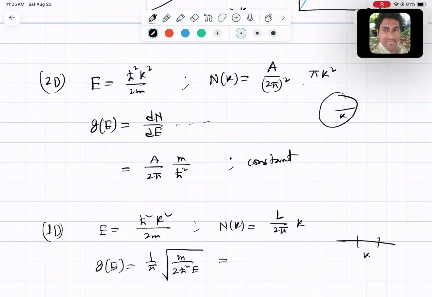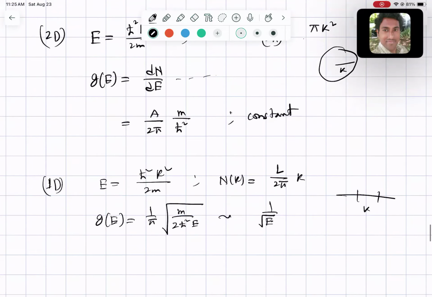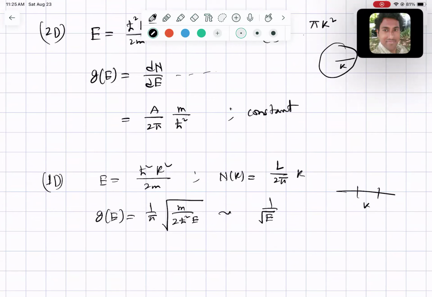In another word, it will be 1 over square root of e. So it diverges as e goes to 0. Okay, so in 1D case, density of state is 1 over square root of e.